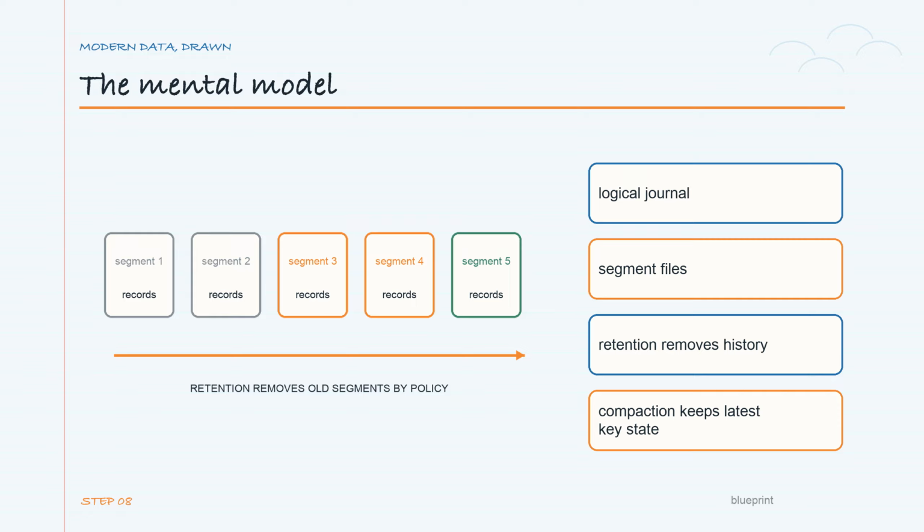This is the part that usually makes the whole concept click. Read the drawing from one idea to the next. Logical journal, then segment files, then retention removes history, then compaction keeps latest key state.